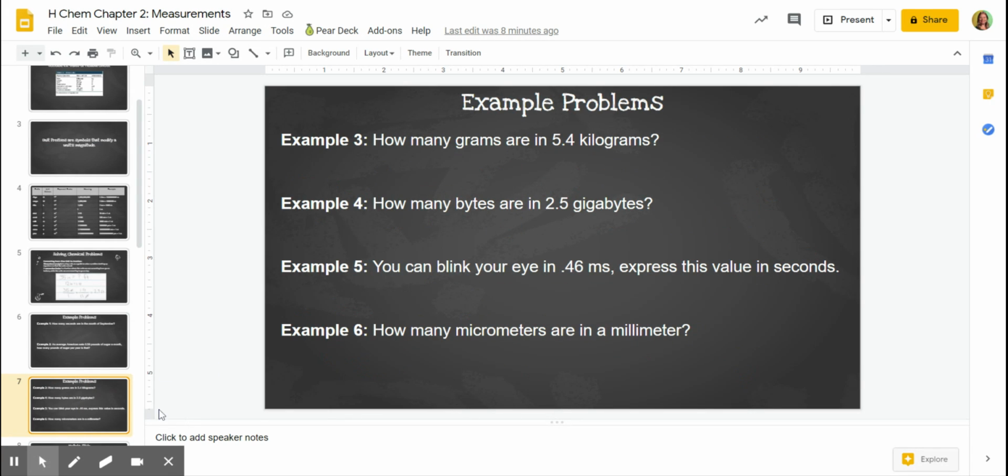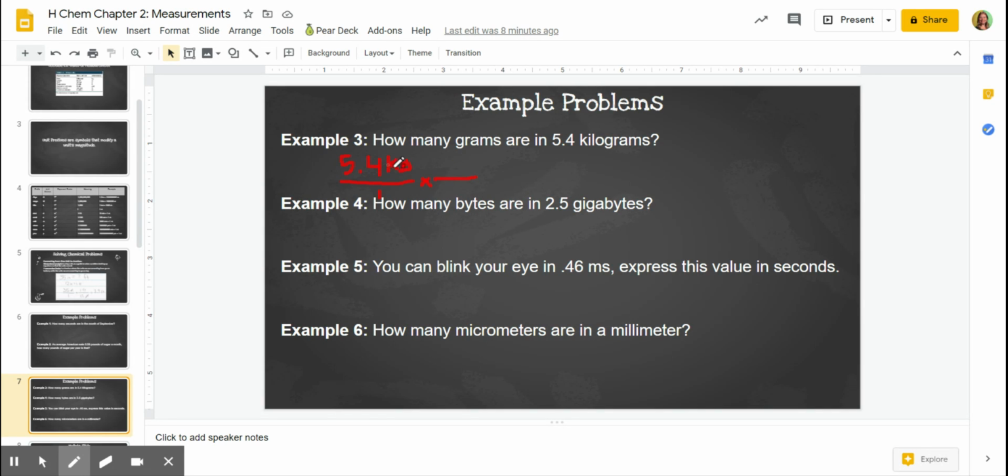Here's some more examples for us to try. We're going to start by always writing the given number, so 5.4, and the units, kilograms, over 1, times some conversion factor.